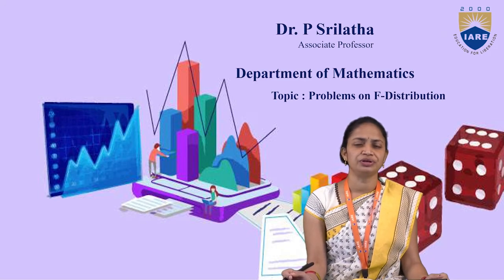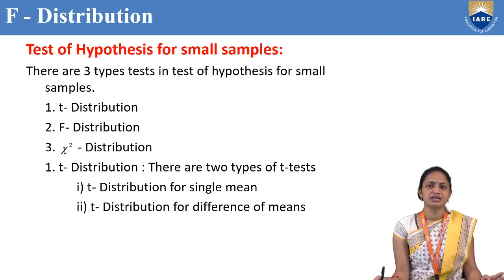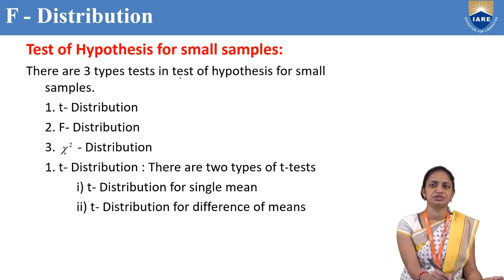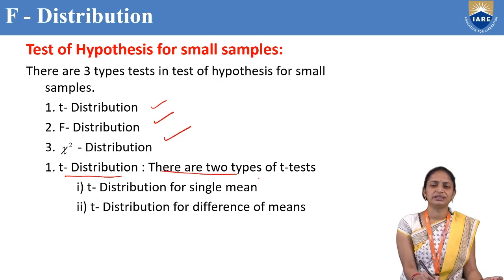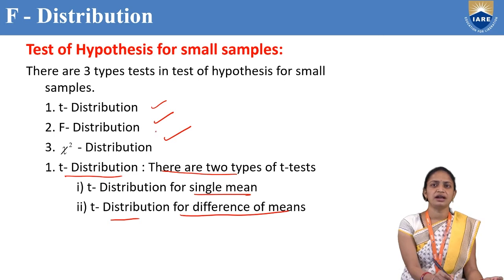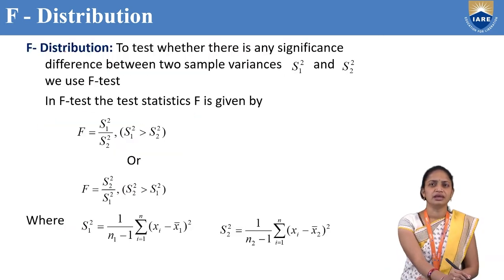In this session, I am going to discuss problems on F distribution. In test of hypothesis for small samples, we have three tests. The first one is T distribution, the second one is F distribution, and the third one is chi-square distribution. In T distribution, we have two methods: T distribution for single mean, and T distribution for difference of means. And also the F distribution.